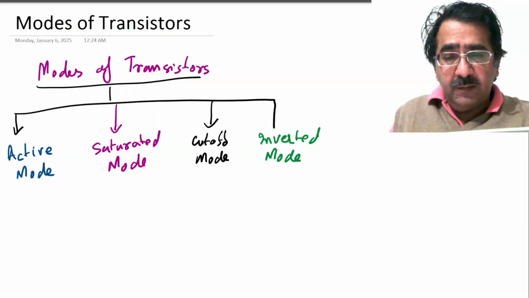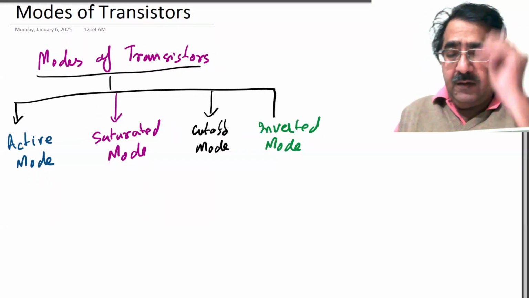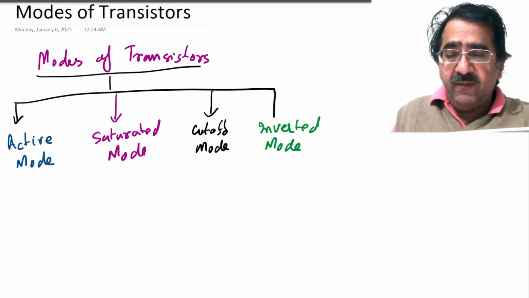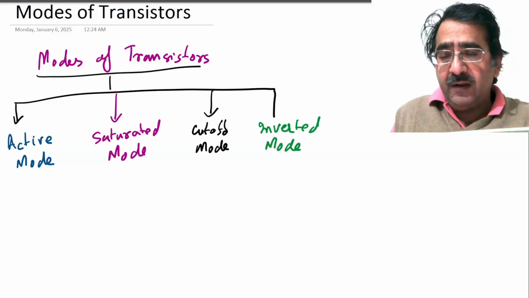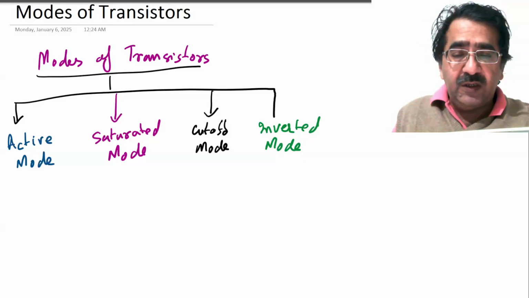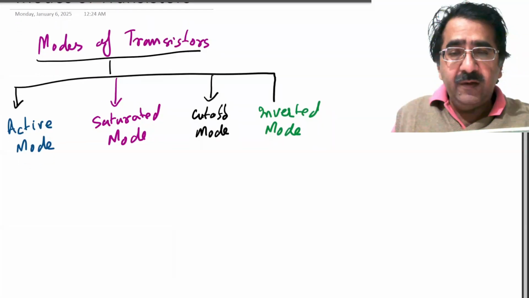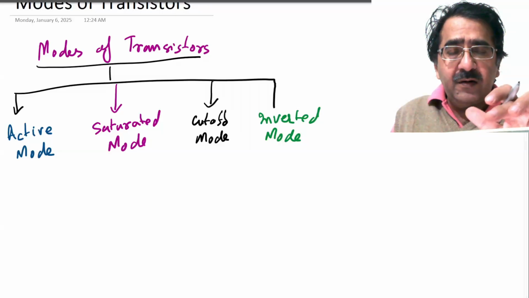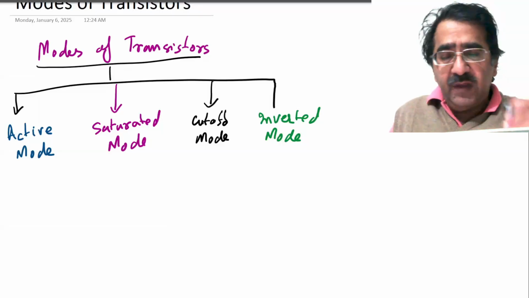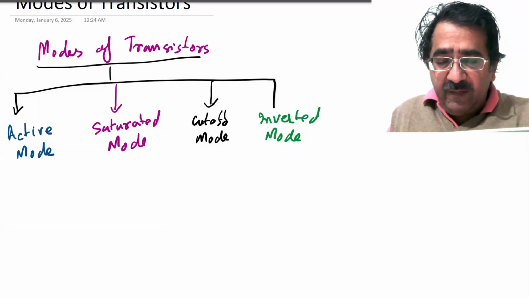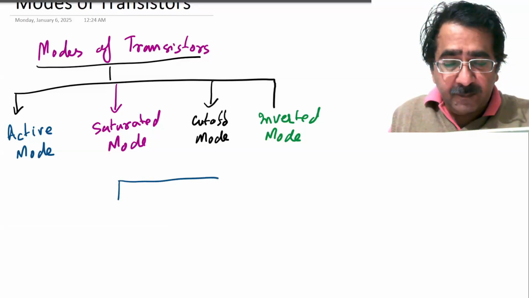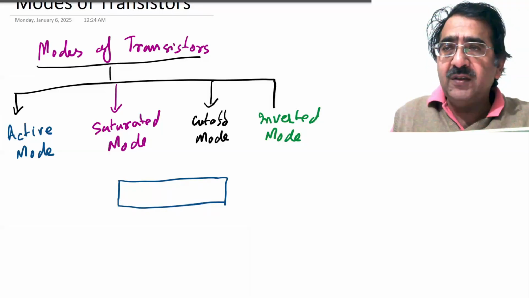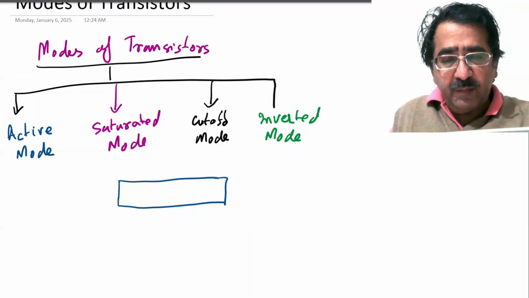Now we will discuss when the transistor will operate in these modes. In what situations may any transistor behave like active mode, saturated mode, cutoff mode, or inverted mode? Okay, one by one. Firstly we must understand what the parts of the transistor are. As we discussed in the previous lecture, every transistor has three parts, whether it is a common emitter, common base, or common collector transistor.